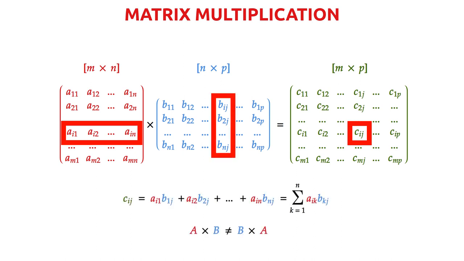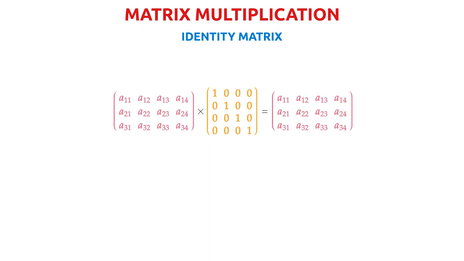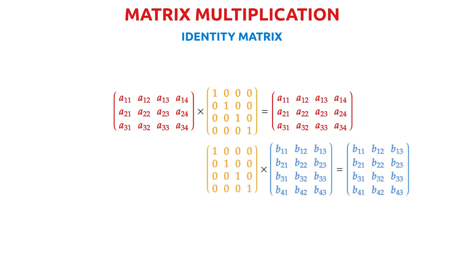Note that matrix multiplication is not commutative. Order of multiplication is important. A square matrix with ones on the main diagonal and zeros everywhere else is called the identity matrix. When an appropriately sized matrix is multiplied by the identity matrix on either side, the result is that matrix.